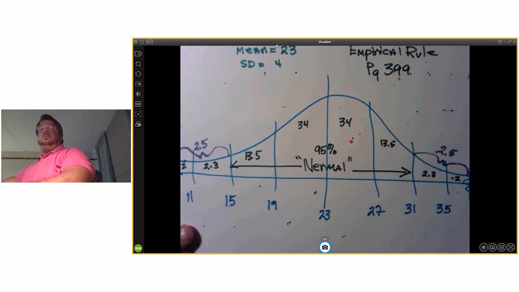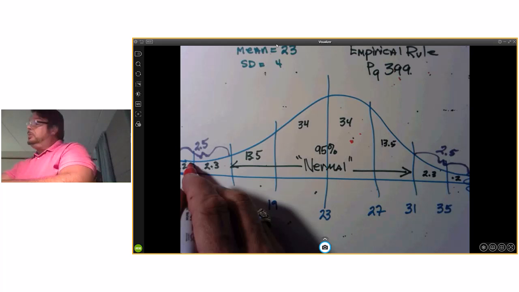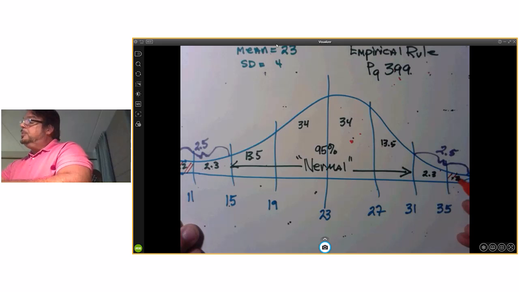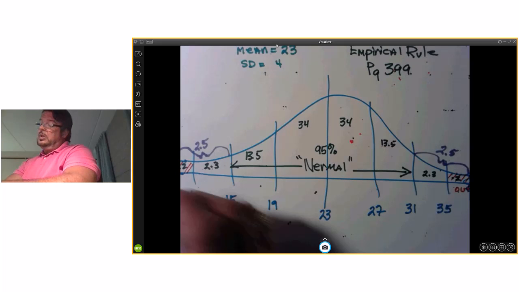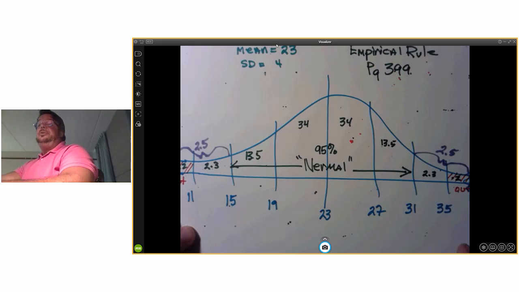Take my red marker and I'm going to mark this red, and mark this red, because those are called outliers. Outliers are anything below 11 and above 35. So if these were the average age of students in a freshman college course, a 40-year-old would be an outlier, okay? Or a 50-year-old would be an outlier.